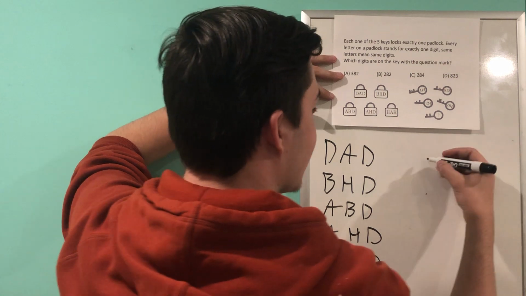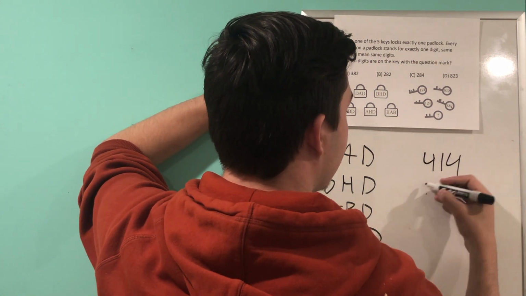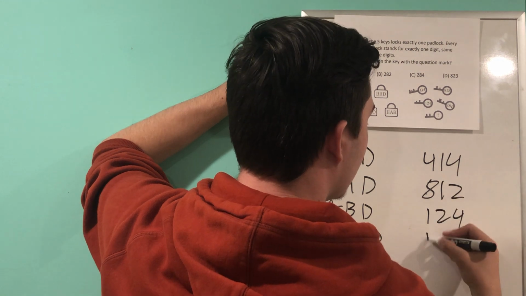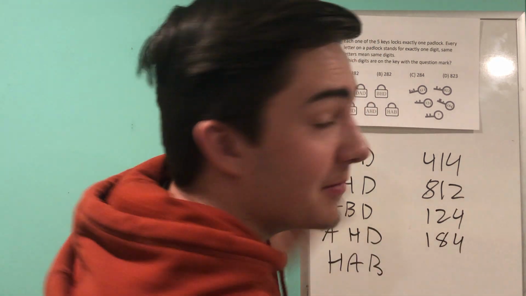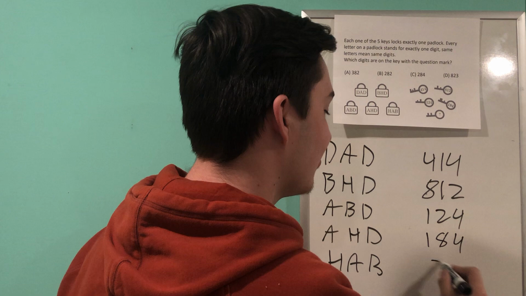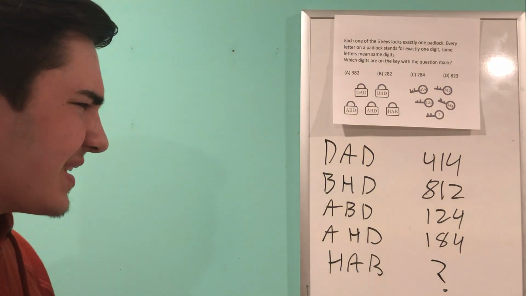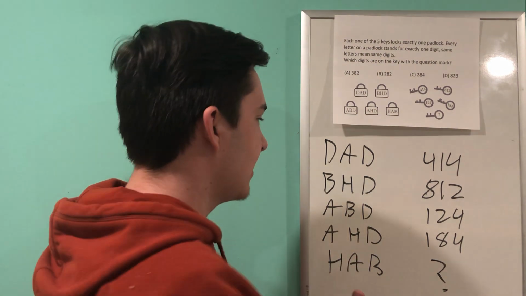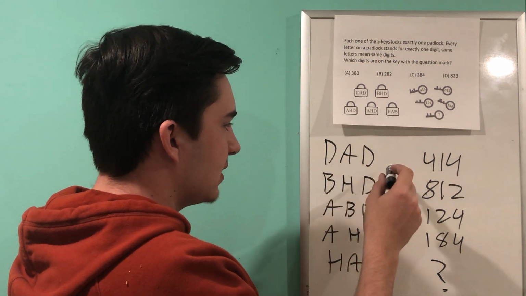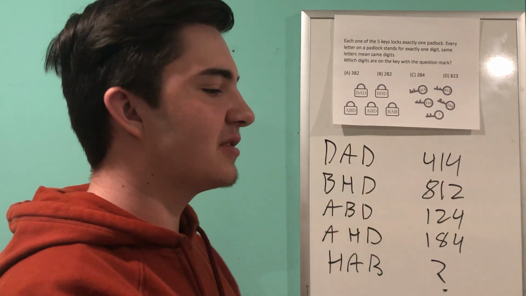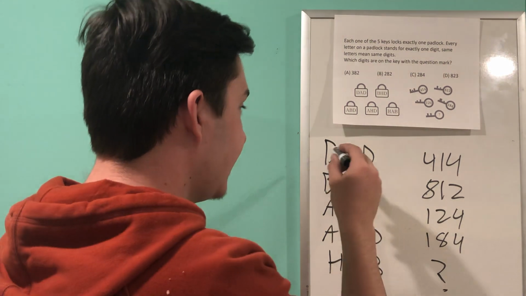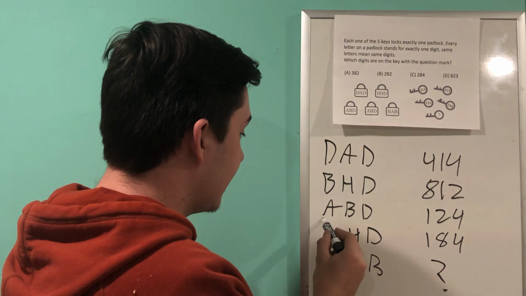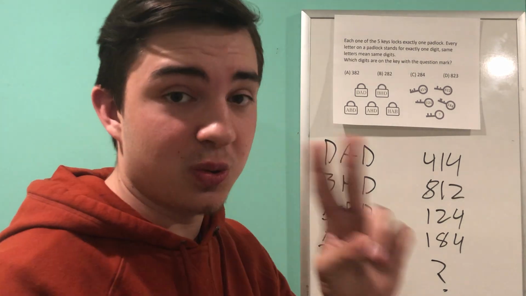Now let's see what numbers we have. 4, 1, 4, 8, 1, 2, 1, 2, 4, 1, 8, 4, and the mystery number, the one we're trying to solve. Now let's look at what we have. Let's start from the beginning, right? Let's see if we have any letters that repeat. So D, does it repeat? No. B? No, I only see it once. A? Bang. We see it twice.